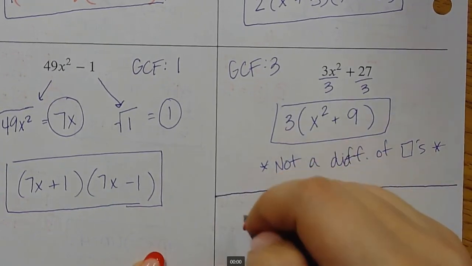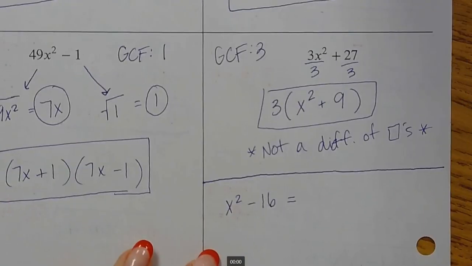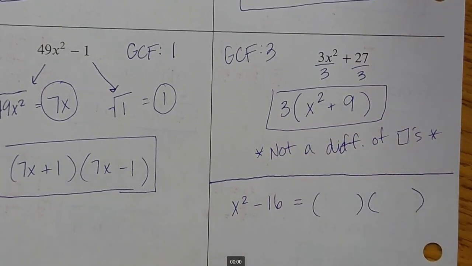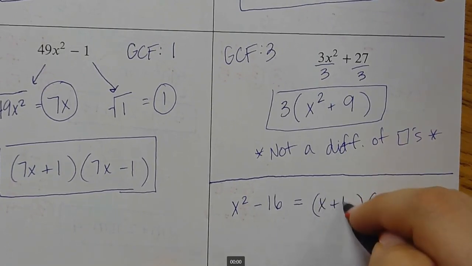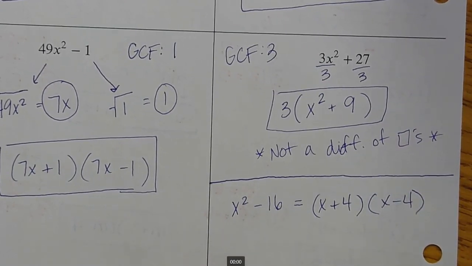Now, if I gave you something like this, x squared minus 16, do you think you could factor that without showing anything? What would it be? It's a difference of squares. There's no GCF. What do you think it'd be? X plus 4, x minus 4. Yeah. Square root of x squared is x, square root of 16 is 4. Just take those two, add them together, and subtract them. So it gets quicker the more you do it. Okay? Any questions on this?